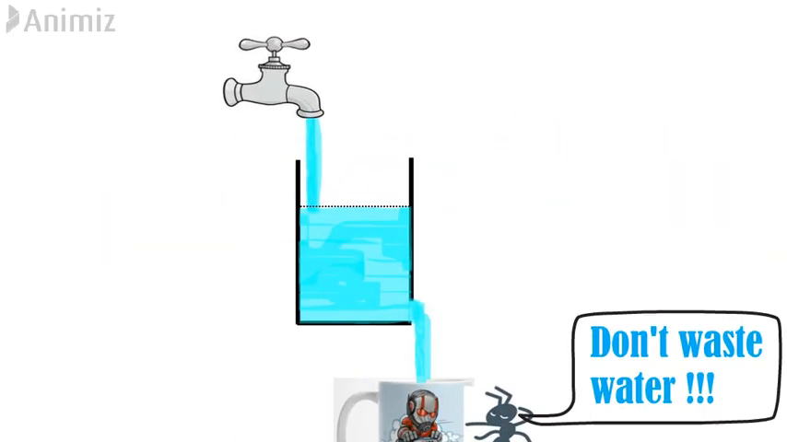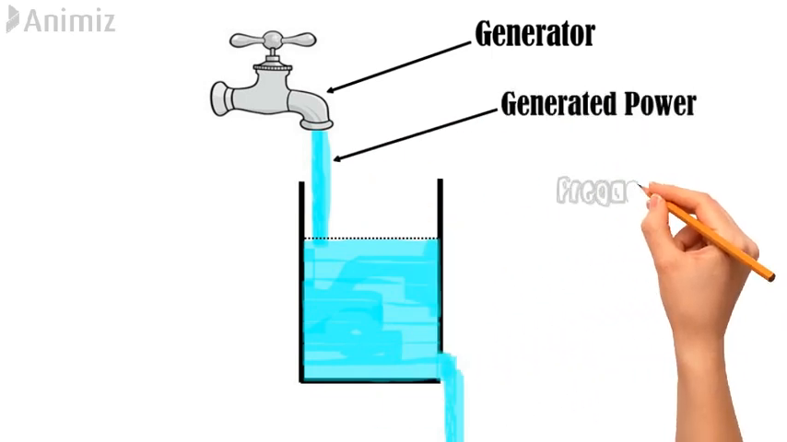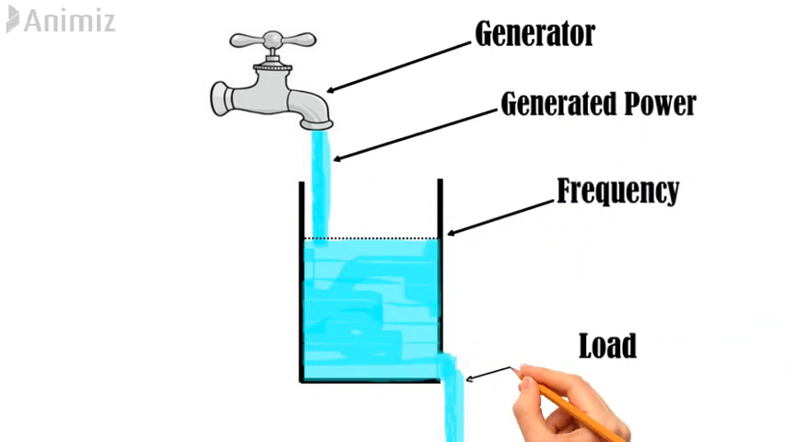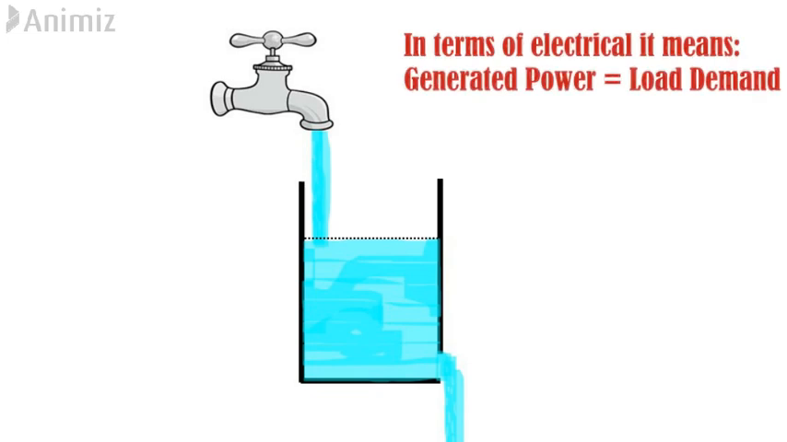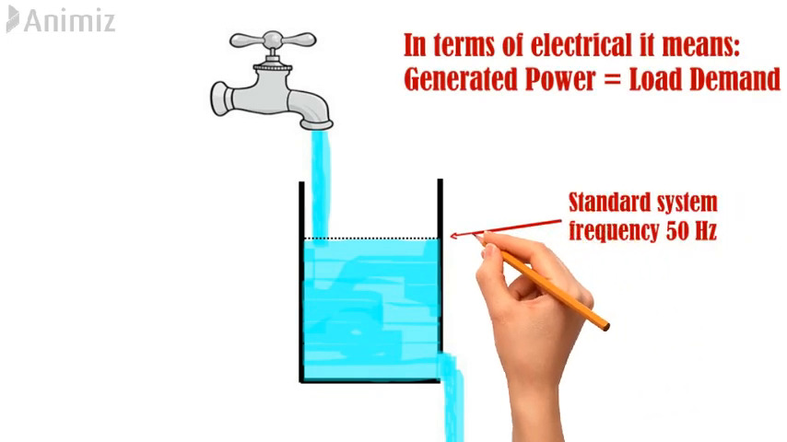Let's consider what is droop characteristic with a simple example here. Consider the tap as generator, the incoming water as generated power, the water level as frequency, and the output water rate as load. We can easily conclude by looking at the figure that if input water rate is maintained equal to output water rate, then the water level will always be maintained equal, which is standard frequency 50 Hz in electrical sense.